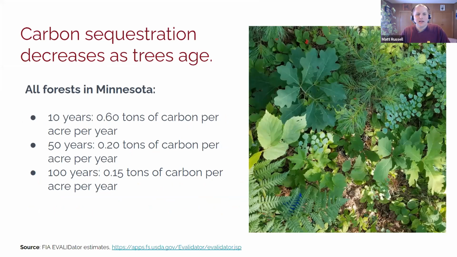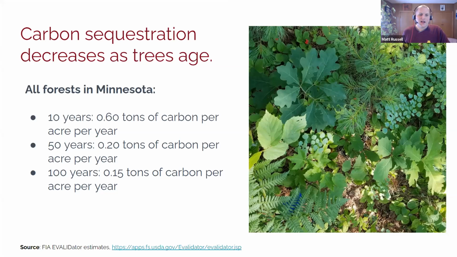Generally, in Minnesota and in other forests, carbon sequestration decreases as trees age. Now that's a general assumption. So these are some numbers from FIA, a validator. This is a program where you can go in and do quick summaries of some of the FIA data that are being collected across about 6,000 plots across the state of Minnesota.